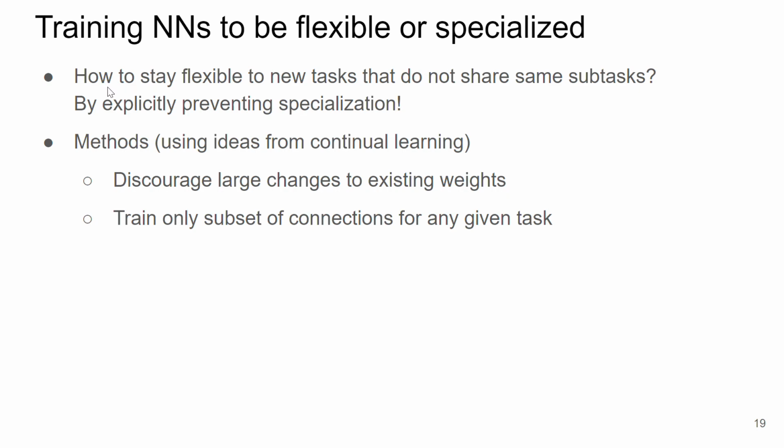So they ask the rhetorical question, how to stay flexible to new tasks that do not share the same subtasks, and they answer by saying, by explicitly preventing specialization. And they quote some methods from the continual learning literature, specifically ideas around discouraging large changes to existing weights and training only a subset of connections for any given task.